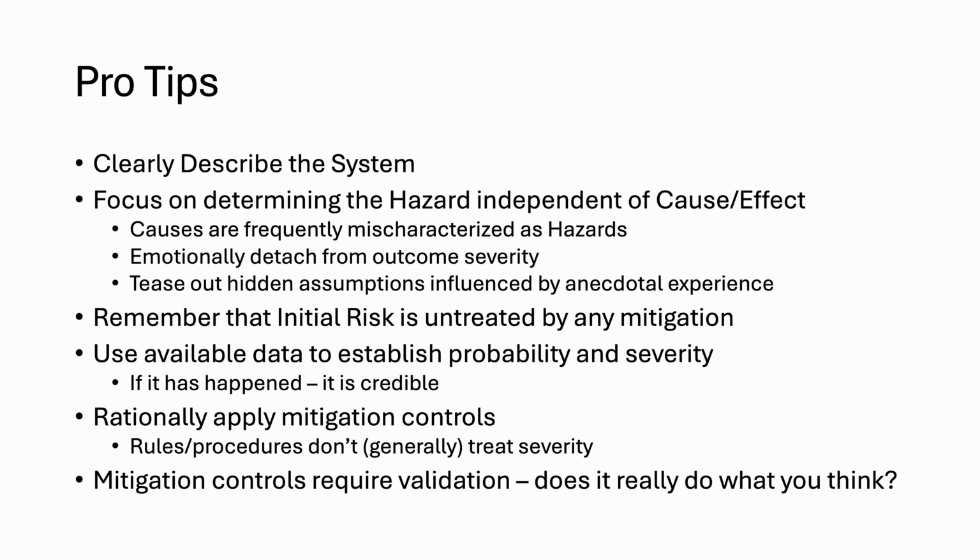To conclude, here are some pro tips for effective safety management. Clearly define the system and its hazards. Focus on the hazard, not its causes or effects. Use data, not anecdotes, to evaluate risks rationally. Validate mitigation controls, ensure they truly perform as intended.